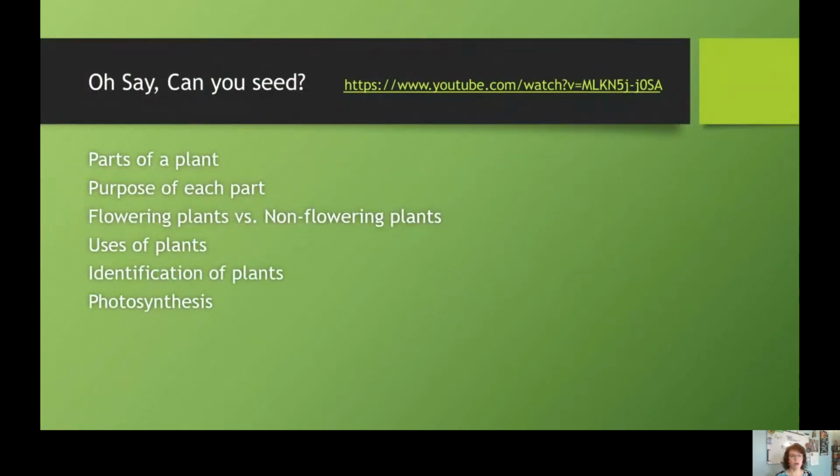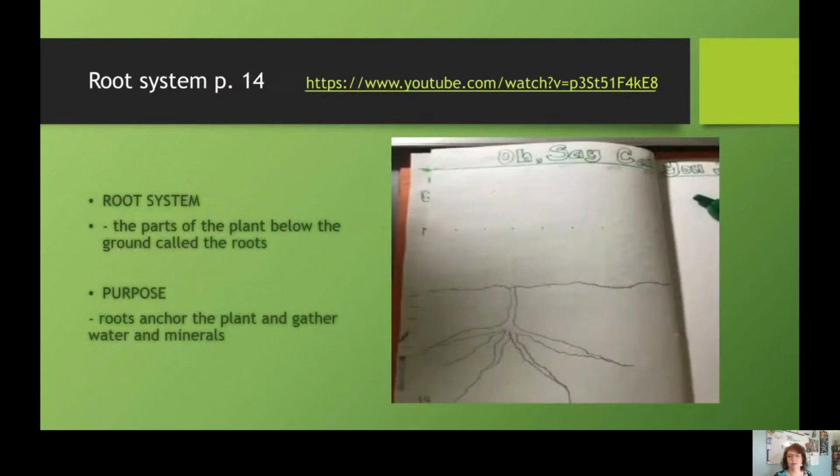And it's based on the book, Oh Say Can You Seed? There's the YouTube of me reading this book to you. We're going to be talking about parts of plants, the purpose of each part, flowering plants and non-flowering plants, uses for plants, identification of plants, as well as photosynthesis. This is a lot of information, but you already know a lot of it, so you're good. The next page, root system.